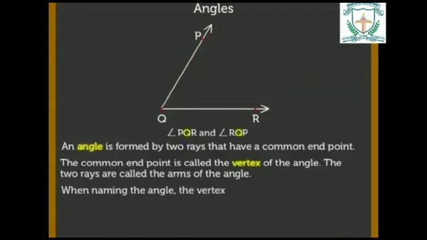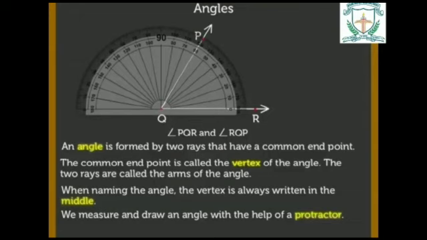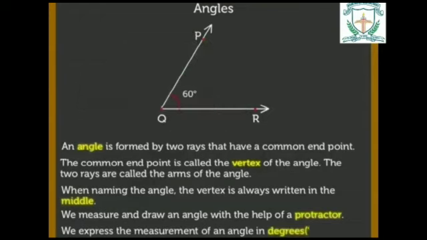When naming the angle, the vertex is always written in the middle. For example, angle PQR and RQP denote the same angle Q. We measure and draw an angle with the help of a protractor. We express the measurement of an angle in degrees.